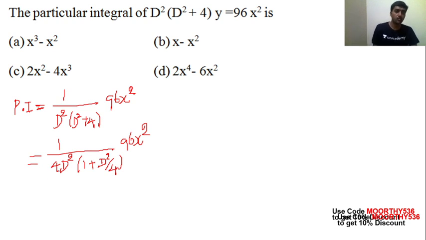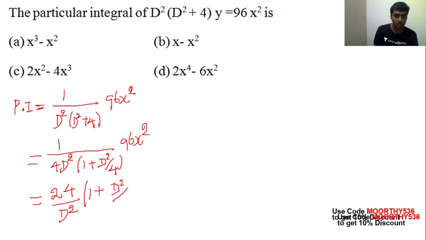96x square. So 4 and 96, cancel the 4 and 96, we are getting 24. 24 divided by d square. Take this denominator into the numerator. So (1 plus d square divided by 4) whole power minus 1 into x square. So this is the equation.